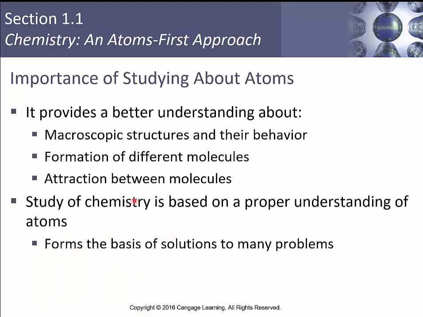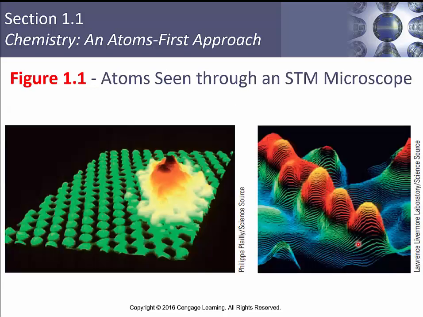So the importance of studying atoms is that it provides a better understanding of the macroscopic structure and the behavior of matter. We're going to look at the formation of different molecules and the attraction or repulsion between different molecules. The study of chemistry is based on a proper understanding of atoms, and this forms the basis of solutions to many, many problems. Some of the stuff, particularly in the next course in the sequence, is going to look a lot at energy, but we're looking primarily at atoms in this course. And electrons. So knowing about electrons is really the key to understanding 120.